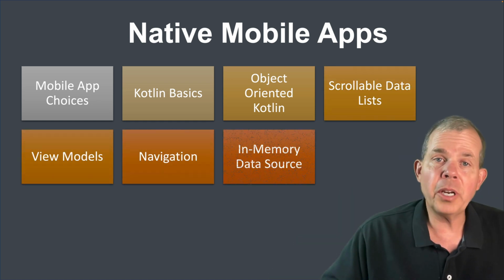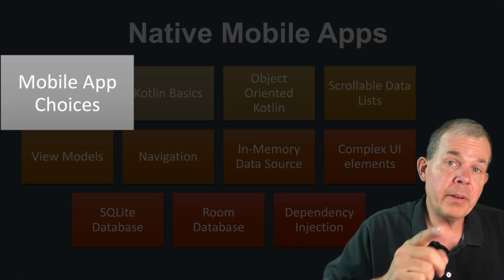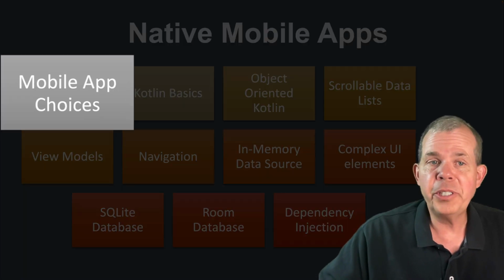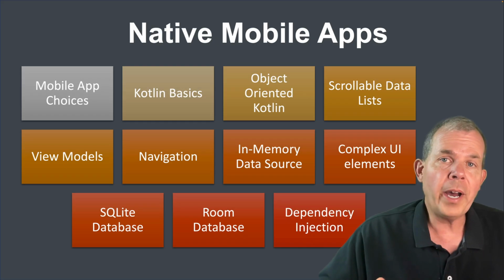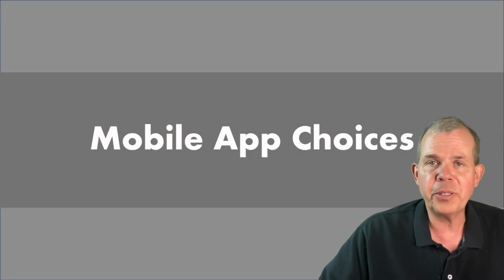So if you've seen the introduction, you know that we have a whole lot of topics that are coming up. So we're here in the first corner here, the gray box, which is mobile app choices. Why would you choose one language over another? So that's the question we're trying to answer in this video.